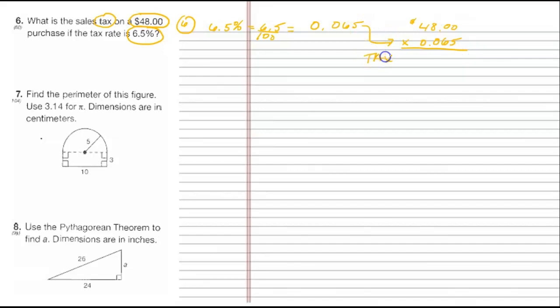And our tax is here. So let's do that on our calculator. 48 times 0.065 gives me this.